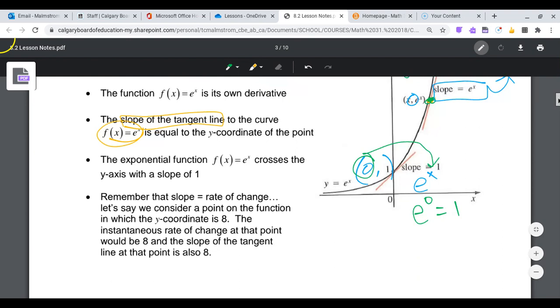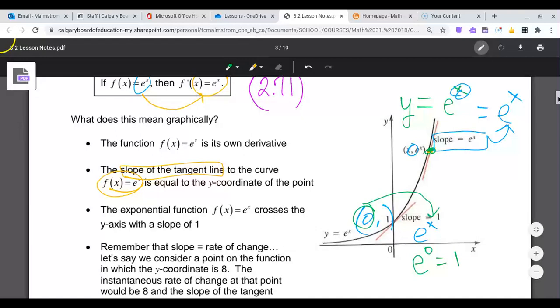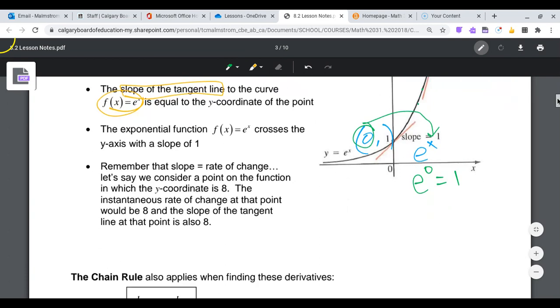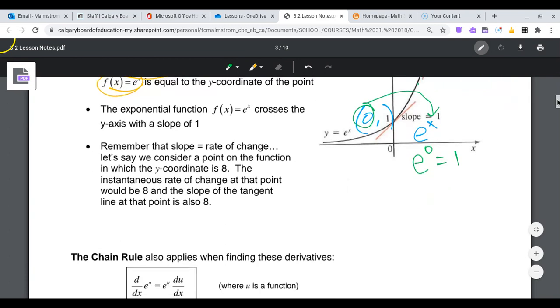Remember that slope equals rate of change. So there's another way to look at this. Let's say we consider a point on the function in which the y-coordinate is 8. Somewhere along here on this graph, we have a y-coordinate that's 8. Well, then the slope is also 8, the way this graph works. The instantaneous rate of change at that point would be 8.